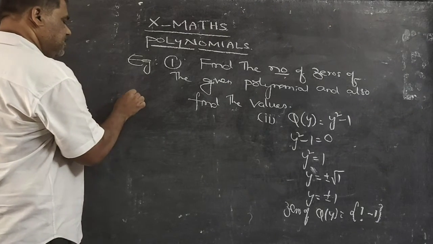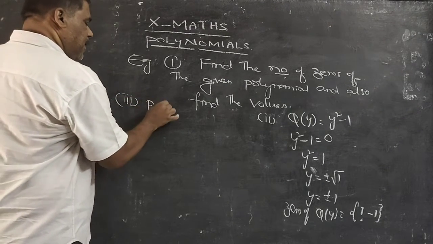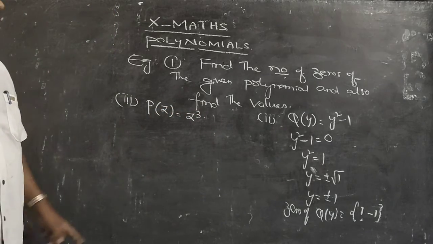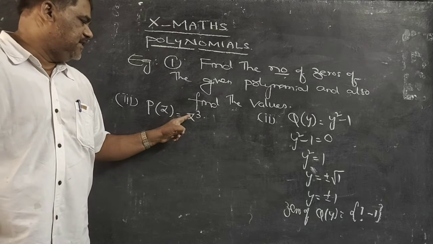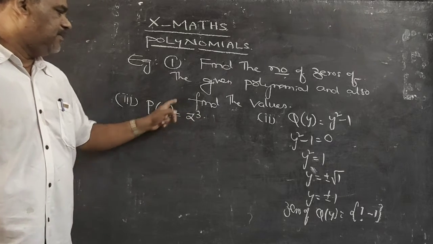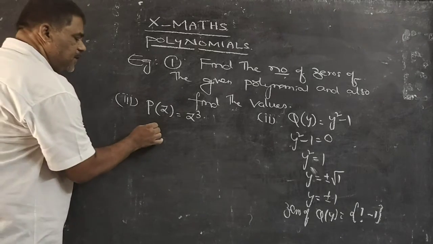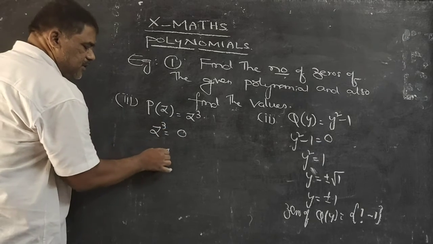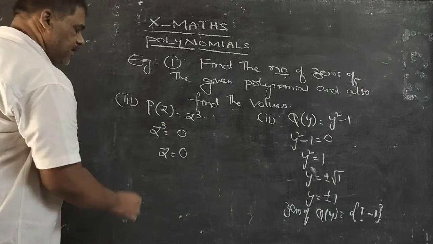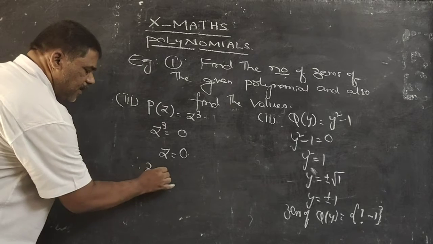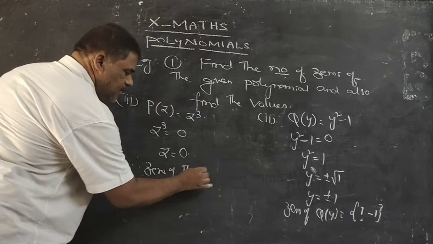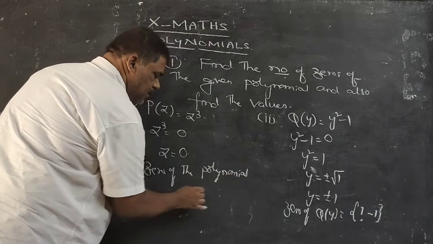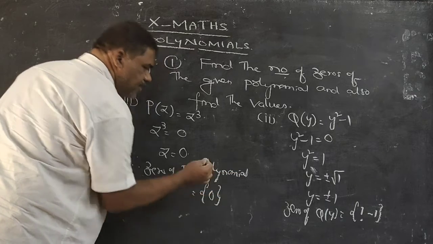Next, third one, p(z) is equal to z cube. Zero of the polynomial means it is the value of this z for which the polynomial becomes 0. To get the zero of the polynomial, equate the polynomial to 0. z cube is equal to 0 means the z value is 0 only. Therefore, the zero of the polynomial is 0.